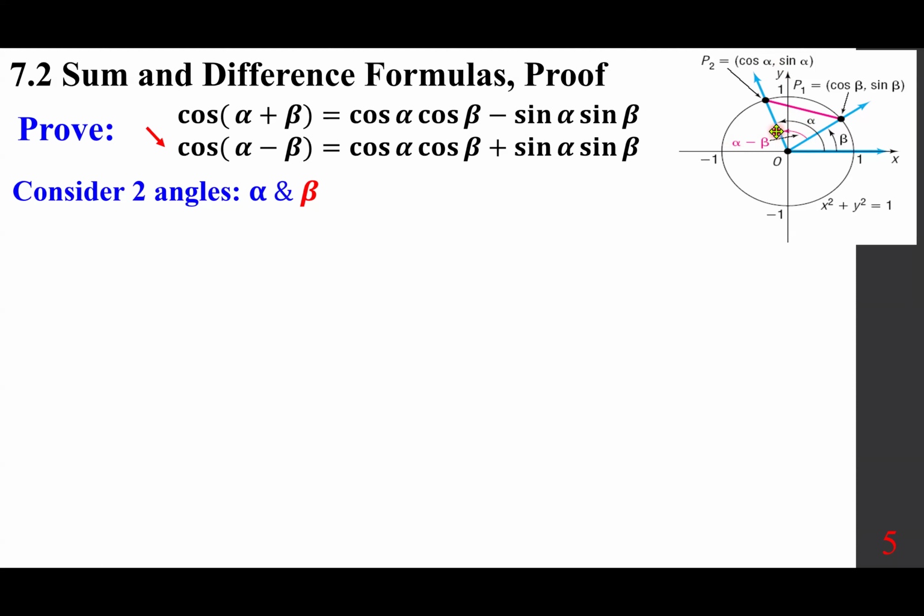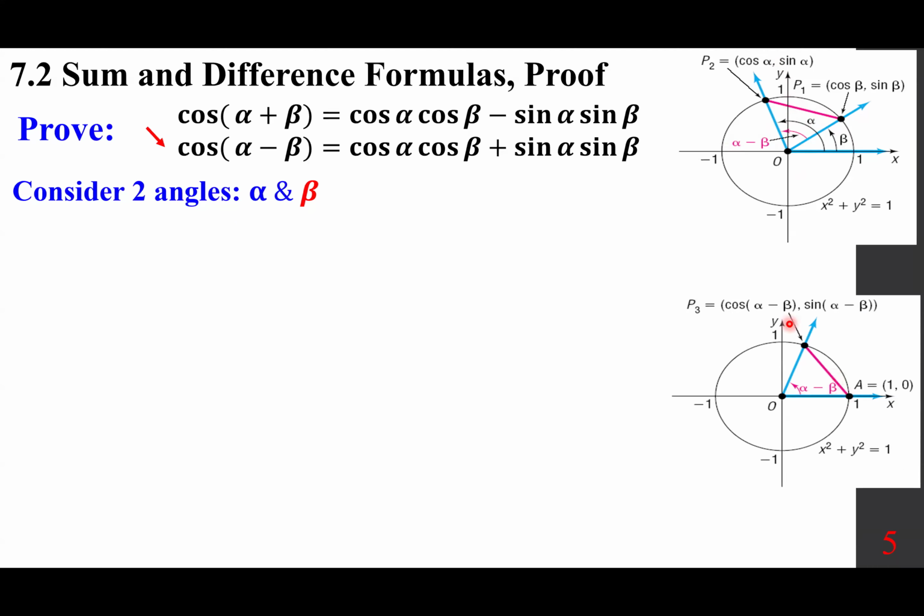Now, we try to put this difference in standard position. In other words, look at the same thing. We have this angle with the same value, alpha minus beta, in standard position. So this point A has coordinates 1, 0. This point, we're going to call it P sub 3, has coordinates cosine of alpha minus beta, comma, sine of alpha minus beta.